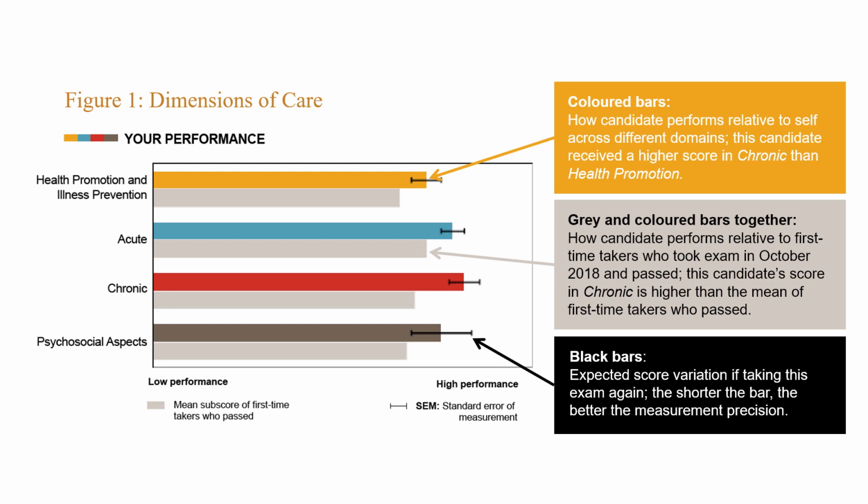Small differences in subscores, or an overlap between standard error of measurement, indicate that the performance in those domains was somewhat similar. Overlap between the standard error of measurement for a subscore and the mean score of first-time test takers who passed the exam signifies that the candidate's performance is similar to the mean score. No overlap suggests that the candidate performs significantly better or significantly worse than first-time test takers who passed.